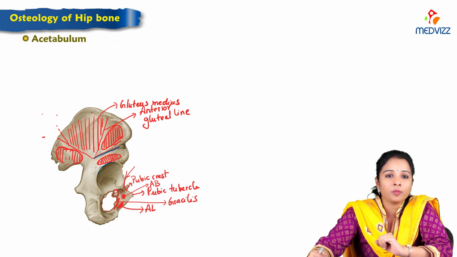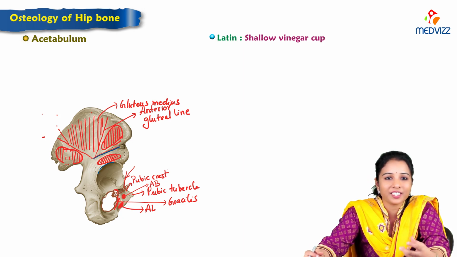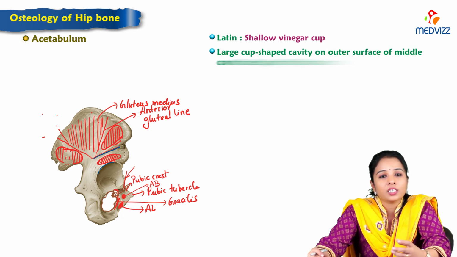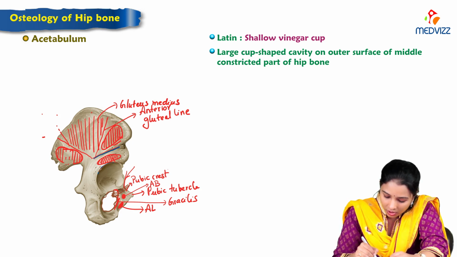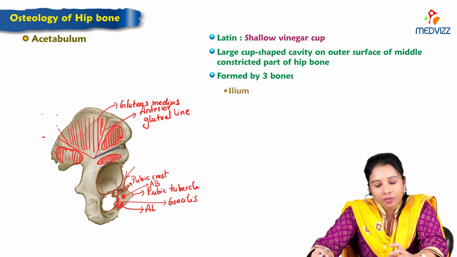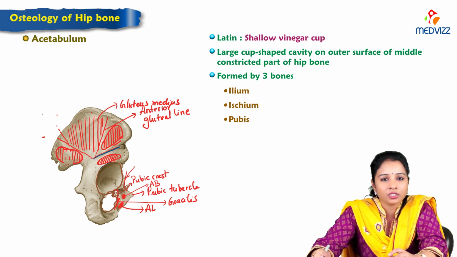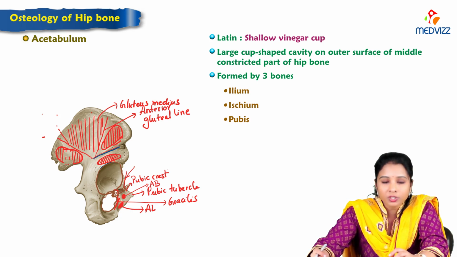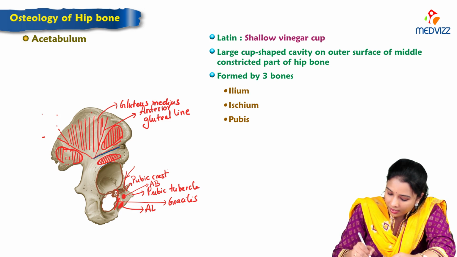Lastly, about the acetabulum. Acetabulum in Latin means a shallow vinegar cup. So it appears to be like a vinegar cup, so it is called the acetabulum. It is a large cup shaped cavity on the outer surface of the middle constricted part of the hip bone. It is formed by three bones, ilium, ischium, and pubis. All three parts join in the floor of the acetabulum, and the pubis forms the anterior 1/5.